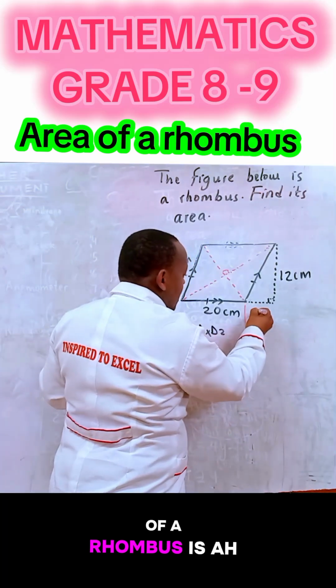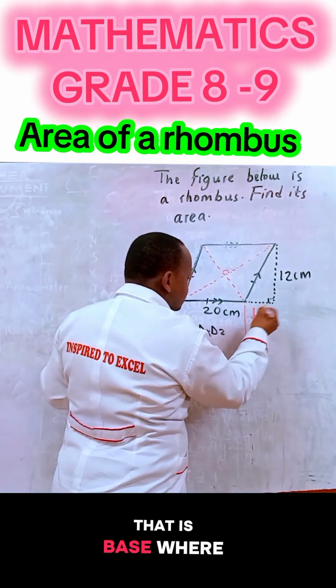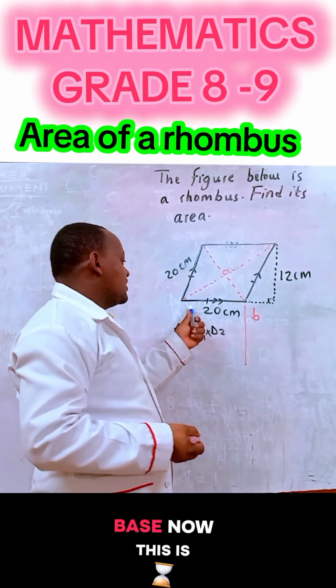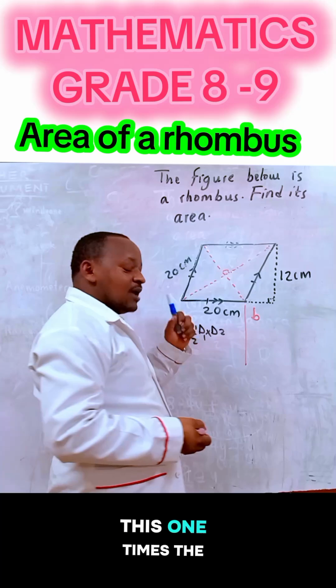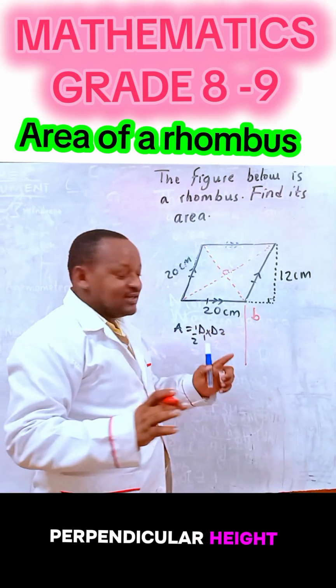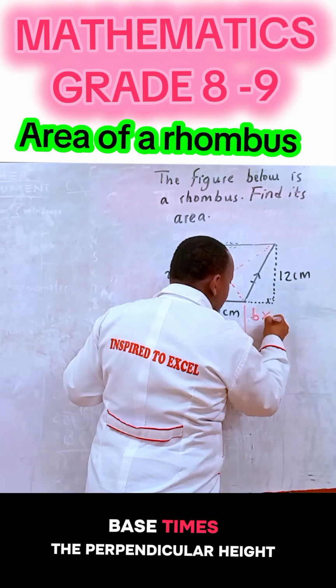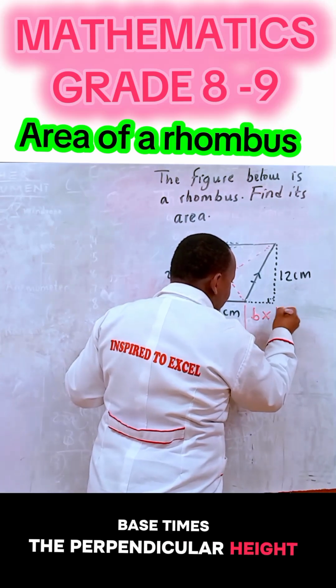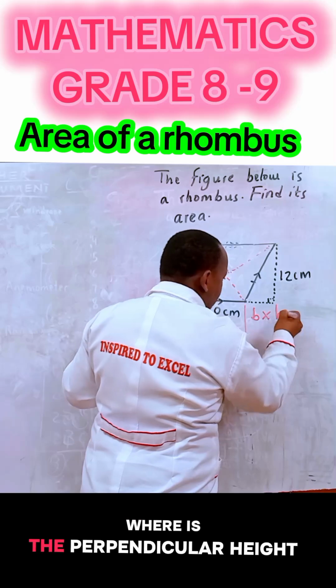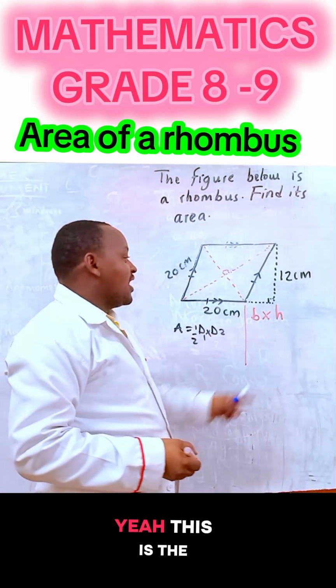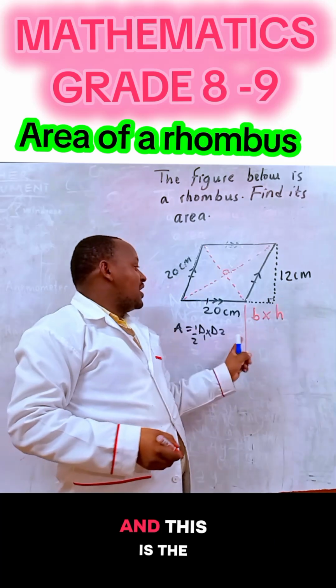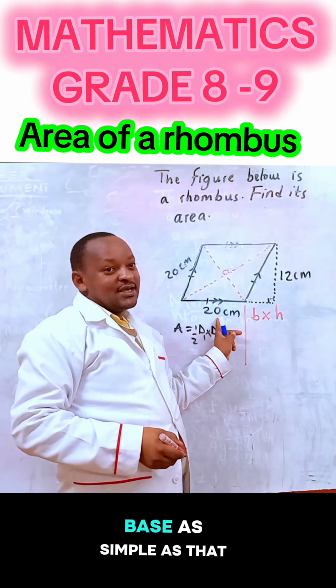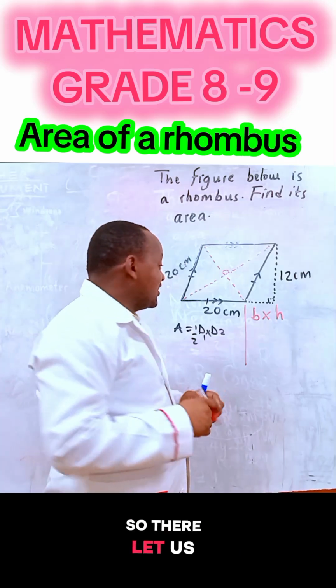Now, the other formula for calculating the area of a rhombus is base times perpendicular height. Where is the base? Base is this one, times the perpendicular height. Where is the perpendicular height? This is the perpendicular height, and this is the base. As simple as that. So then let us work out.